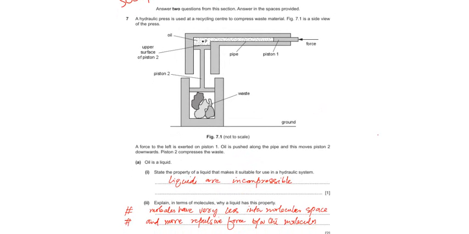Here is the master cylinder, and this is the slave cylinder, with liquid inside. When the force is applied, piston 1 is pushed this way, and piston 2 moves downward and applies a force. A force to the left is exerted on piston 1. Oil is pushed along the pipe and moves piston 2 downward. Piston 2 compresses the waste.